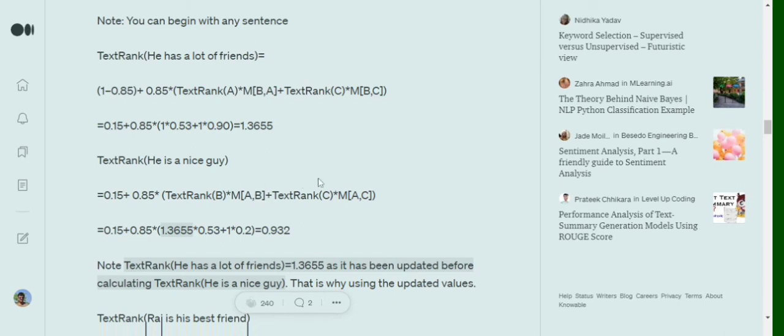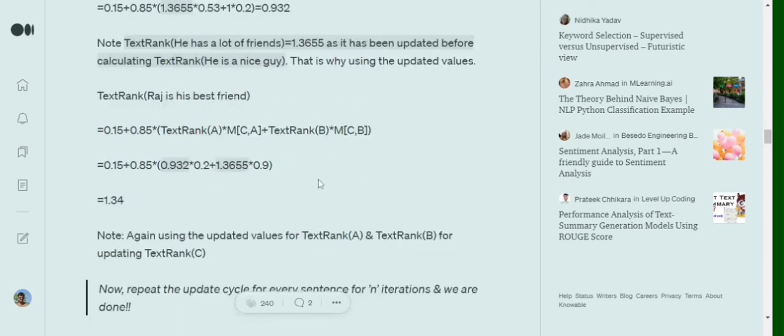Now we will go through multiple iterations like this until we see a saturation point where the TextRanks aren't changing much. And this is how we will be able to calculate the TextRank for all the three sentences present. Now, depending upon the highest TextRank which a sentence has, it becomes our most important. We will be sorting the sentences depending upon that, and we will be fetching out the top n sentences for our summarization.